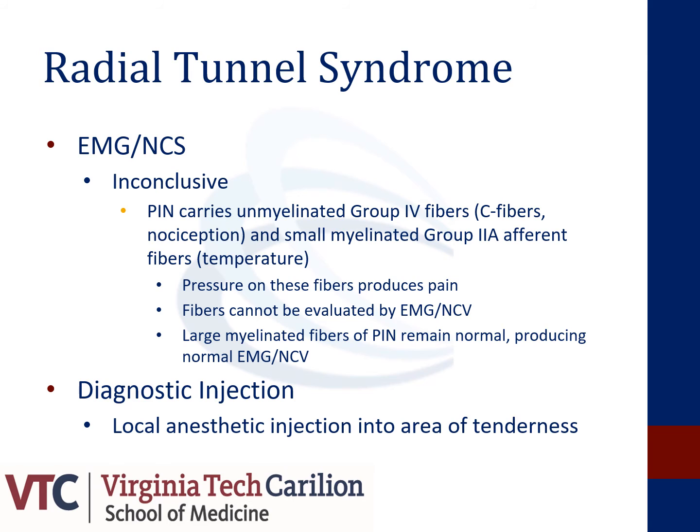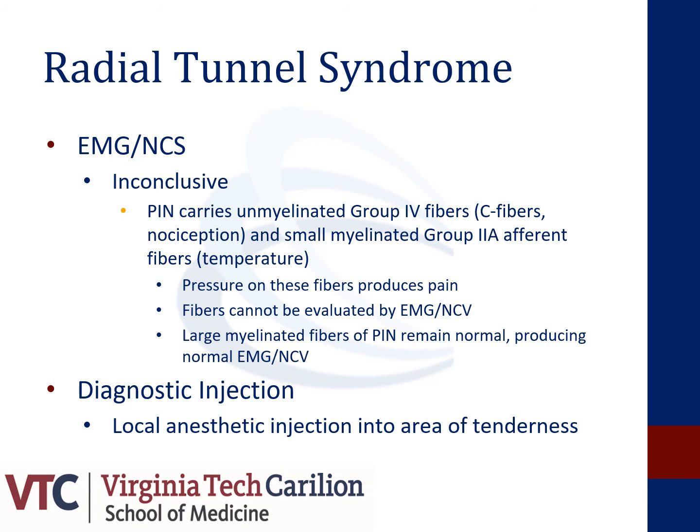And lastly, as a reminder, you can perform a diagnostic injection into the area of tenderness. That area of tenderness should be about 3 to 5 centimeters distal to the lateral epicondyle. That distal location of the pain is a critical entity to acknowledge to help distinguish radial tunnel syndrome from lateral epicondylitis. And in order for a diagnostic injection to be positive, it not only needs to relieve the patient's symptoms, but it also needs to result in a PIN palsy, indicating that the injection was performed in the correct anatomic location.